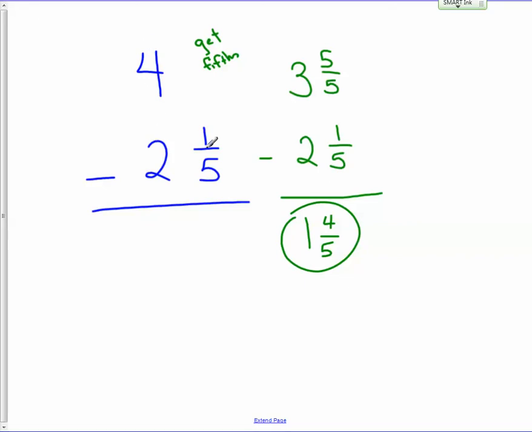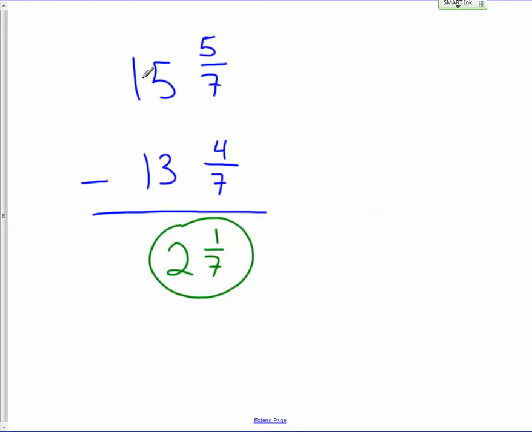4 minus 2 and a fifth. I have to get some fifths. I can't subtract 0 minus 1. So I need to actually rename my 4 as 3 and 5/5. 5/5 is 1. 1 and 3 is 4. So I haven't changed the value here. But now I can subtract and get 1 and 4/5.